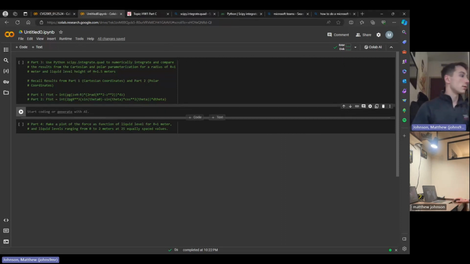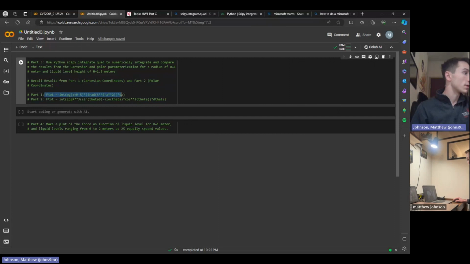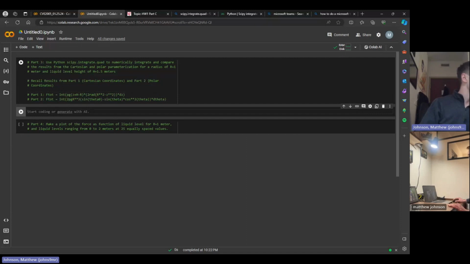Alrighty. So picking up right where we left off, part 3. Use Python scipy.integrate.quad to numerically integrate and compare the results from the Cartesian and polar parametrization for a radius of r equals 1 meter and liquid level height of h equals 1.5 meters. And then I've copied our results from part 1 and 2 here. This was the expression for total force we got from part 1, and this is the expression for force we got from part 2 using that polar parametrization. So with that, let's go ahead and code in part 1.